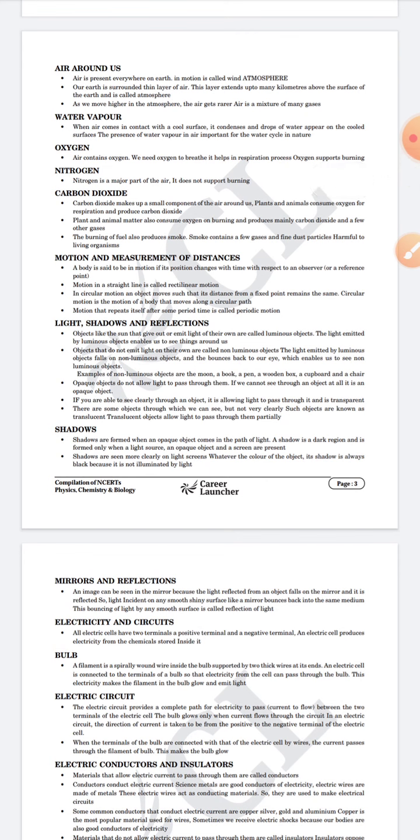The light emitted by a luminous object falls on a non-luminous object and then bounces back to our eye, which enables us to see non-luminous objects. Examples of non-luminous objects are the moon, a book, a pen, an eraser, a wooden box, a cupboard, and a chair.